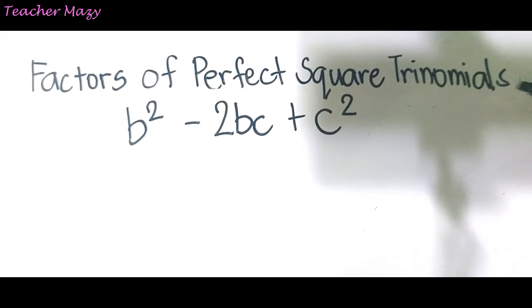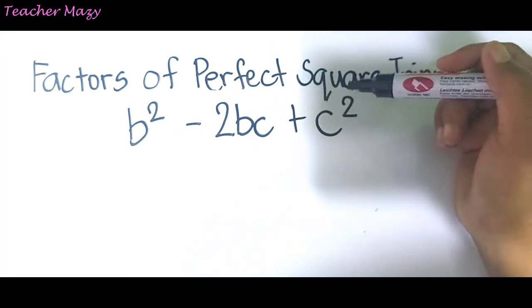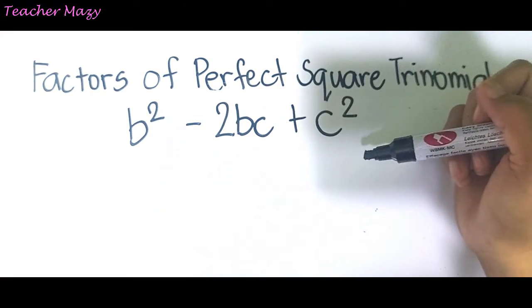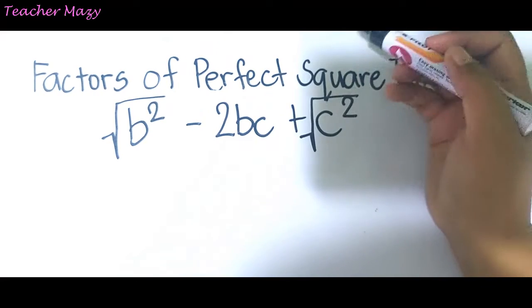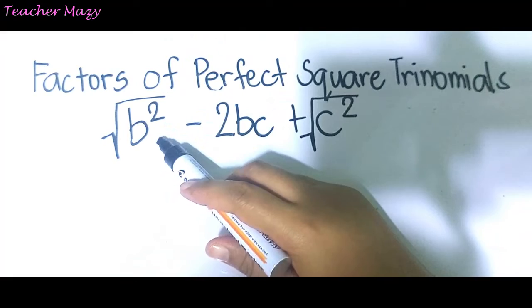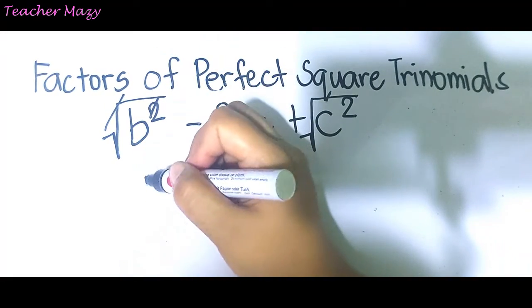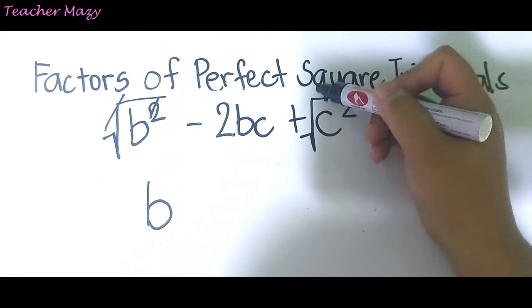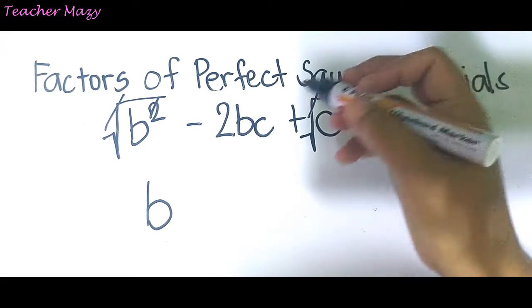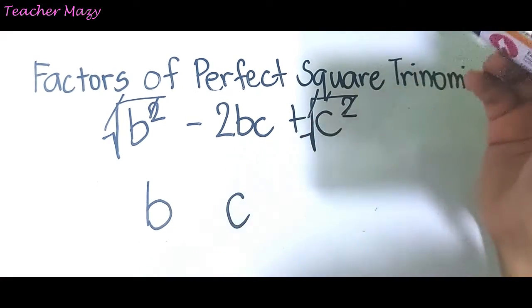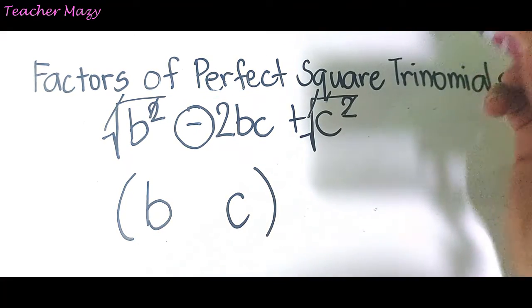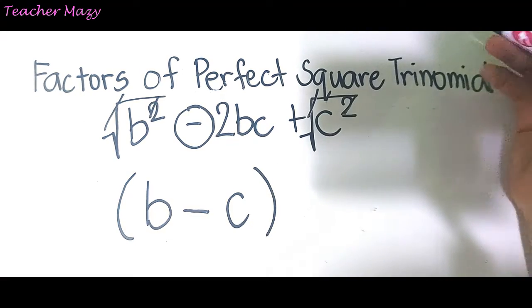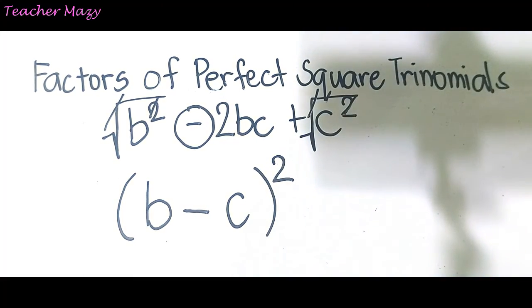For our third example, the first and last terms are both variables, but all we have to do is follow the same procedure. First, let's get the square root of the first and last terms. The square root of b squared, we just cancel it, so that is b. The square root of c squared, we just cancel it since the exponent is 2, and what is left is c. Then let's use the sign of the middle term, which is minus, and raise the binomial to the second power. And that's it. This is the factor of the perfect square trinomial.